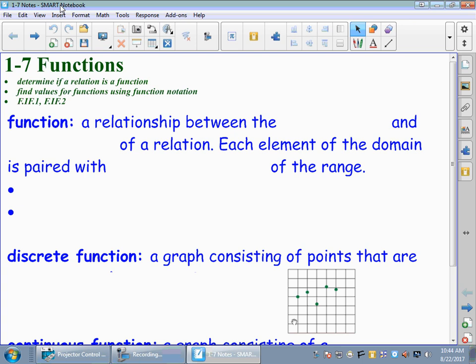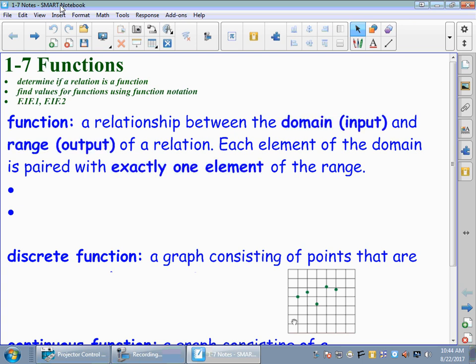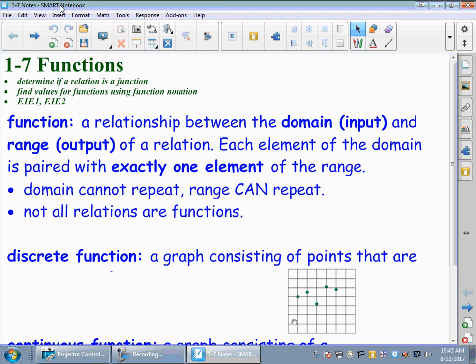So a function is just a relationship between the domain and the range of that relation we talked about in the previous section. So is there a relationship? Is there rhyme or reason? Is there a pattern being formed? Each element of the domain is paired with exactly one element of the range. So if that happens, the domain cannot repeat, but the range can repeat. And not all relations are functions.